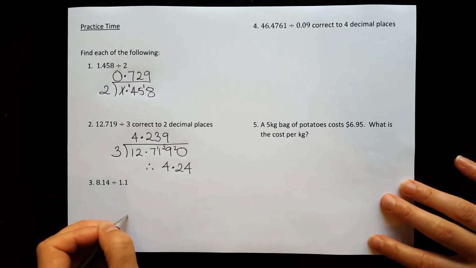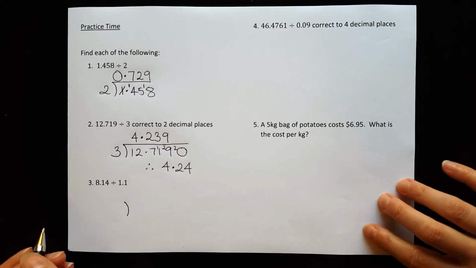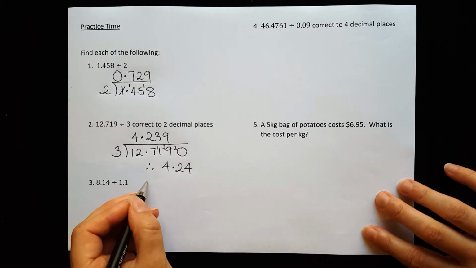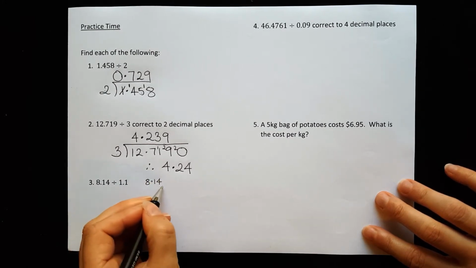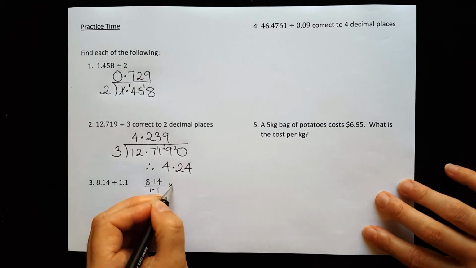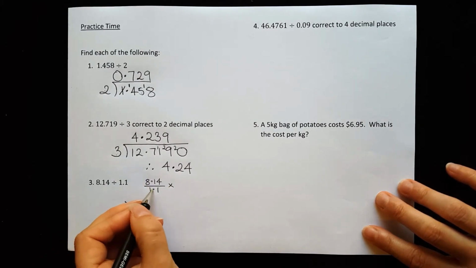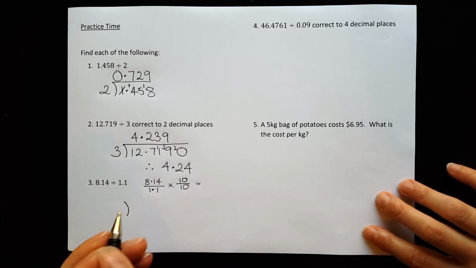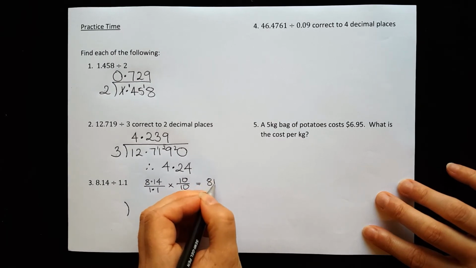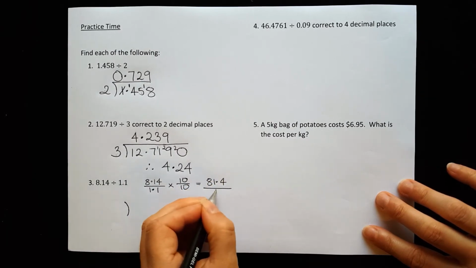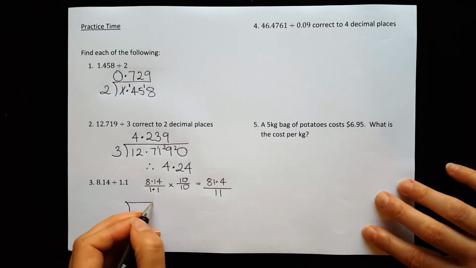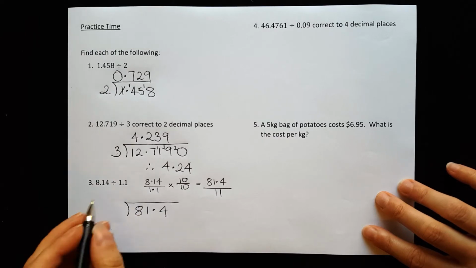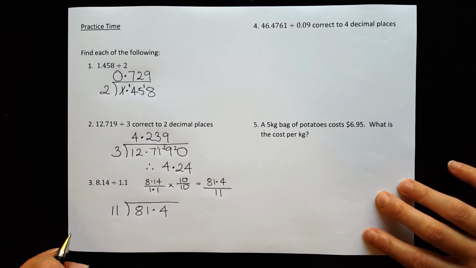Question 3, I want to divide 8.14 by 1.1. But before I do that, I'm going to have to fix that a bit, aren't I? So 8.14 over 1.1. I need a nice whole number on the bottom here. So I need to jump one place. So I need to multiply by 10, which will give me 81.4 on the top and 11 on the bottom. So in my divide sign, I want 81.4 underneath here and 11 at the front.